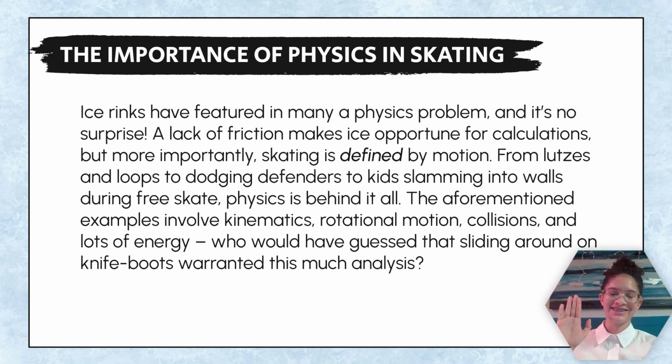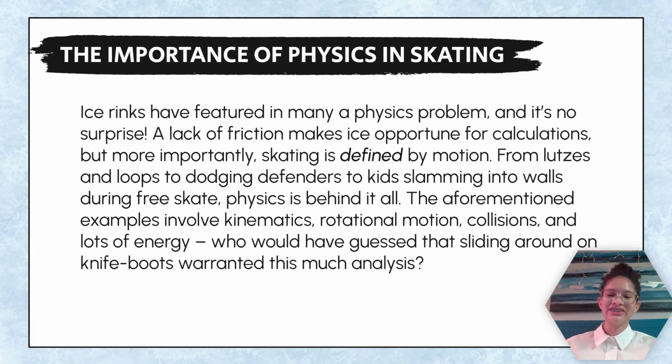Well, I did. That's why we're here. For example, until a few years ago, skaters would earn more points during jumps by having their arms above their head because it changed their center of mass and made them spin faster. Let's find out why.